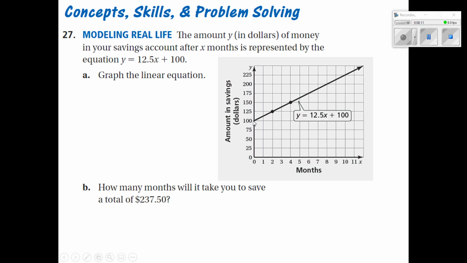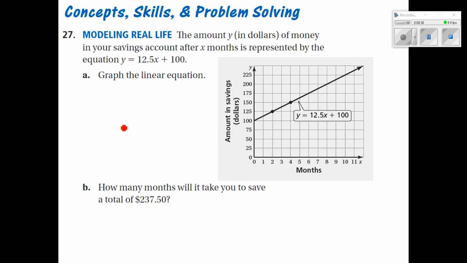So that's why they're showing here, in 2 months, it's going to be up 25, because 12.5 times 2 is 25. And after 4 months, it'll go up 50. Now I can make my line. How many months does it take you to save a total of $237.50? To do this, I can replace y with $237.50. So let's do that.